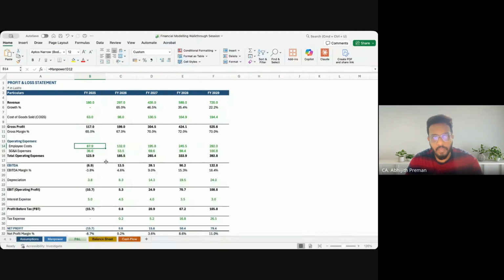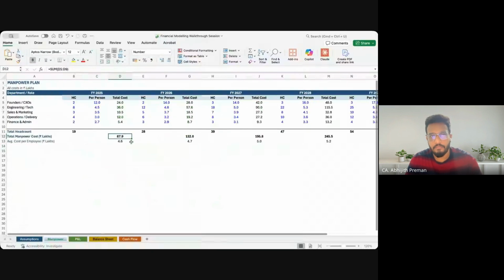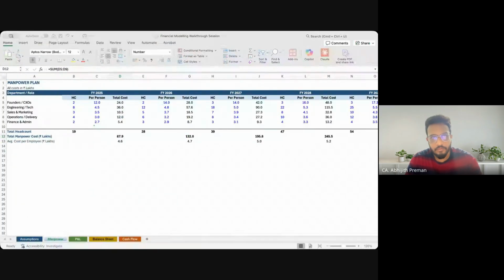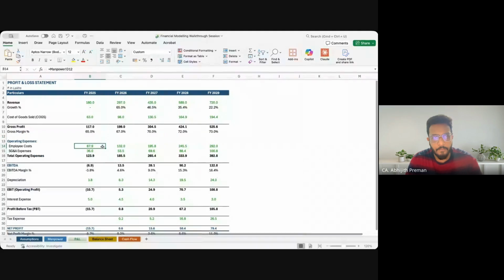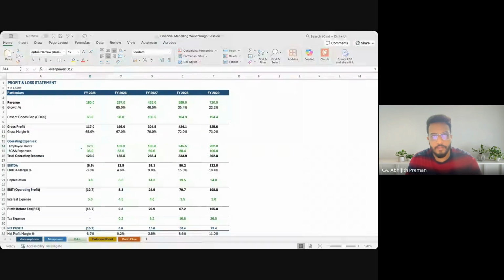Then we have the employee cost. If you see, it is linked to the manpower sheet, Manpower D12. From here, this is how 87.9 lakhs is coming. If you remember, I've told this sheet. Basically it's 2 into 12, 8 into 4.5. Similarly, we take the total and this 87.9 is reflected in the P&L here. Similarly, year 2 is linked to year 2, year 3 is linked to year 3, like that. I have linked it everywhere.